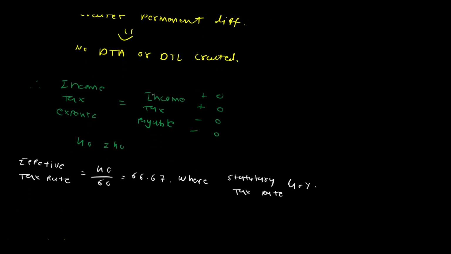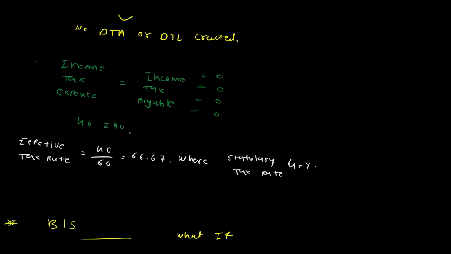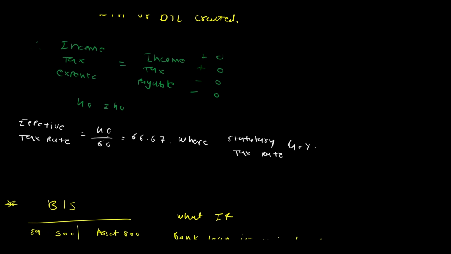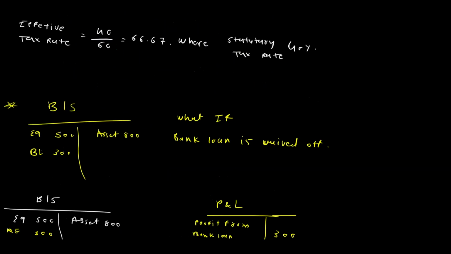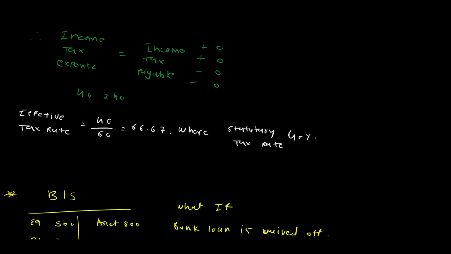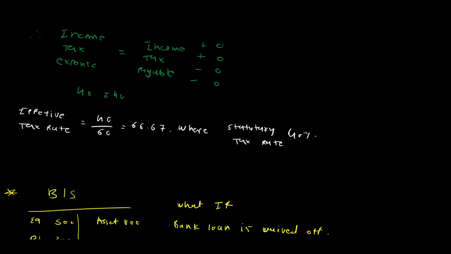So income tax expense is equal to income tax payable plus or minus the deferred tax change, but this is always zero, you can't create it. So 40 will be my income tax expense also. So the effective tax rate will be 40 divided by 60, 66.67%, which will be my effective tax rate for the accounting book, while my statutory tax rate is only 40%.